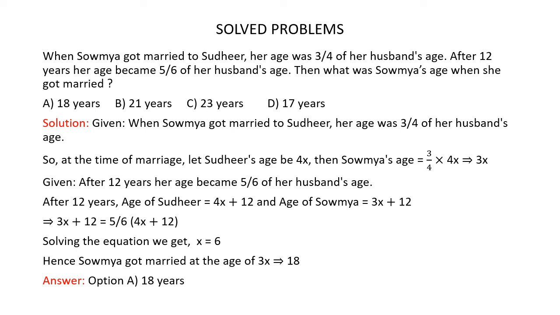Now we can assume the husband's age to be x, then Soumya's age will be 3x by 4. But then we would be left with a fraction and solving anything with a fraction is a bit tedious. So we'll assume that the husband's age at the time of marriage was 4x. So if Sudhir's age at the time of marriage was 4x, then Soumya's age would be 3/4 of 4x, 3 by 4 multiplied by 4x, which is 3x. So at the time of marriage, Sudhir's age was 4x and Soumya's age was 3x.